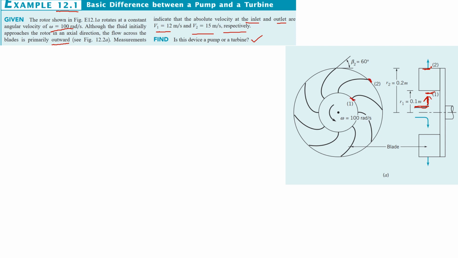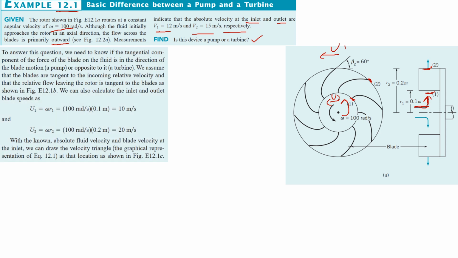So what we will have to do is take a section of this blade and start drawing our velocity triangles. Initially we assume that the relative velocity of the fluid is tangent to the blade profile, and the velocity of the blade, as it is moving, is in this direction. U1 and U2 will be in this direction correspondingly at both section 1 and section 2, the inlet and the outlet. So this is our initial assumption, and this is what they are stating.